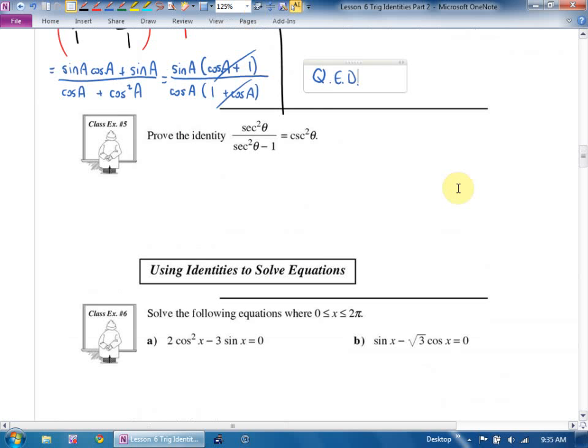One more, and then I'm going to give you the big, massive assignment, and I'll tell you a few you can start to work on. But it's going to take a little bit of practice. I realize that. Number 5. Prove this.